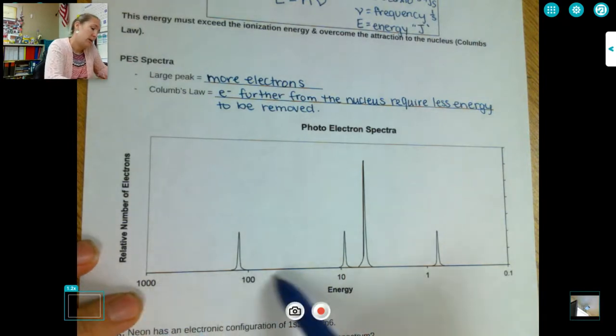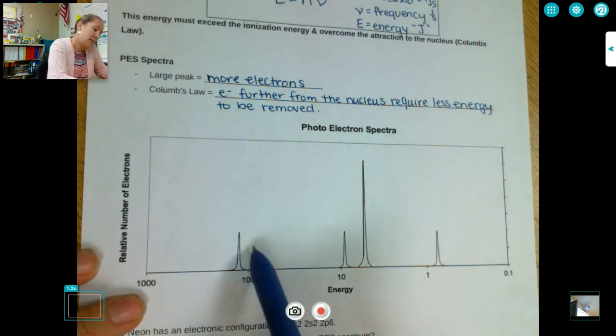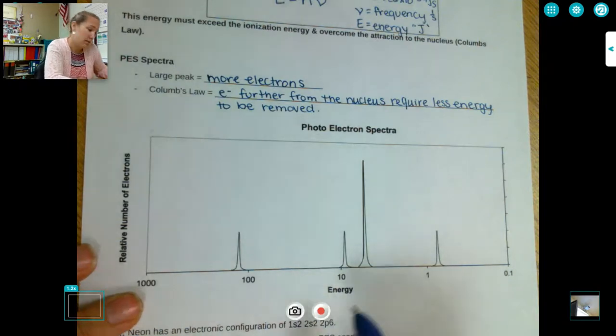Now, the reason that we put it this way is that way it matches up with our electron configurations. We just said that electrons closer to the nucleus are more attracted to the nucleus and are going to require more energy to remove. So that means that I'm going to need to use more energy to remove my innermost electrons or my core electrons.